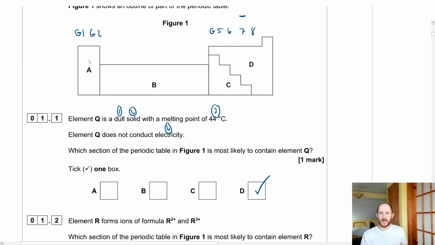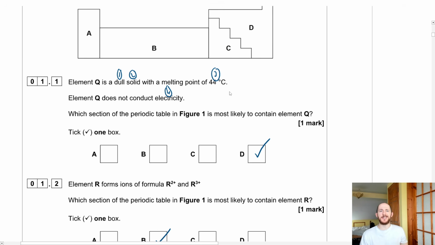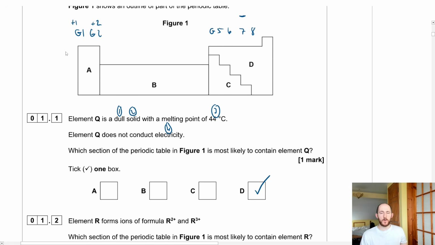So group 1 elements will always form +1 ions. Group 2 will always form +2. So it's not actually group A. Instead, you're actually looking at the group B materials. And that's because they are the transition metals. They behave differently to the other groups. That's why you have a gap.